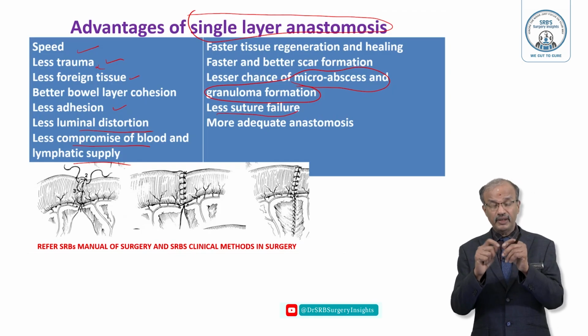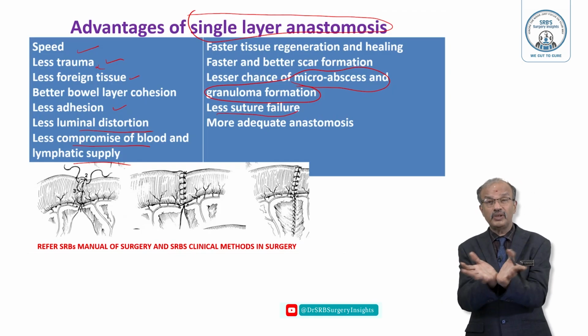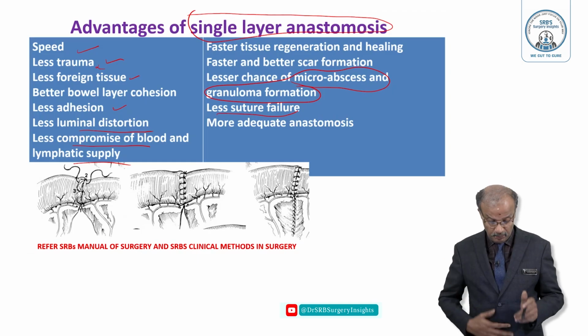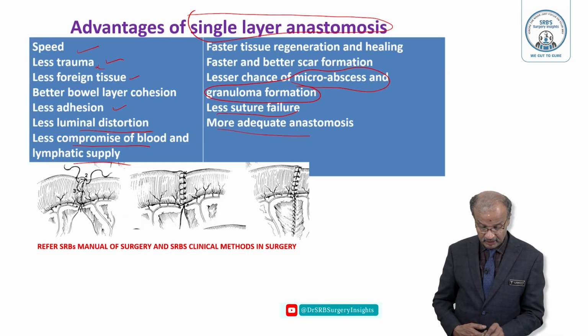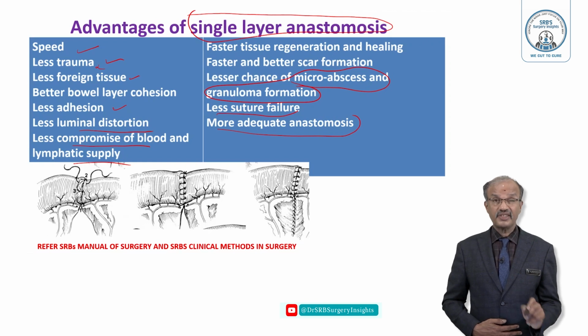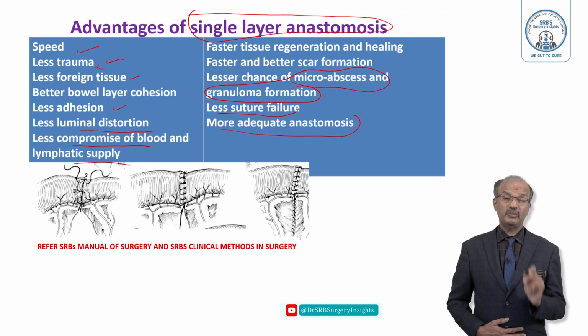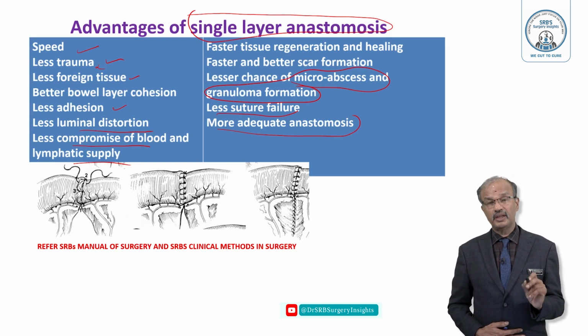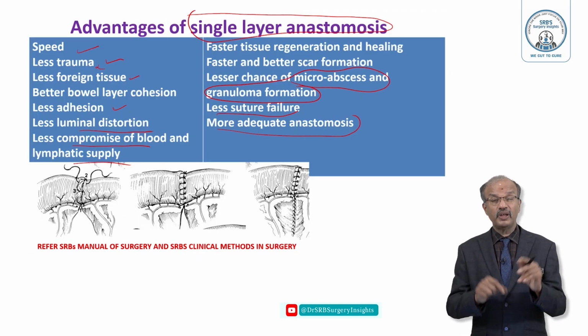If continuous, one area gets loose, the entire thing leaves, comes out and disrupts completely, and is a more adequate anastomosis. So this table is most important. I'll say that is why single layer anastomosis is always better. So students, remember which type of anastomosis is better? Single layer. Remember Cheatle's cut. Remember principles. Remember always cut obliquely.